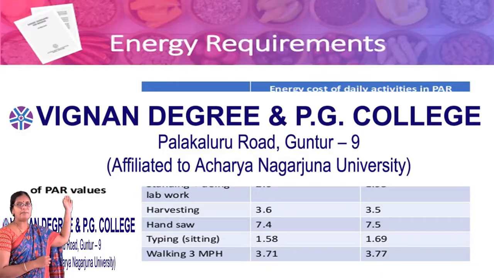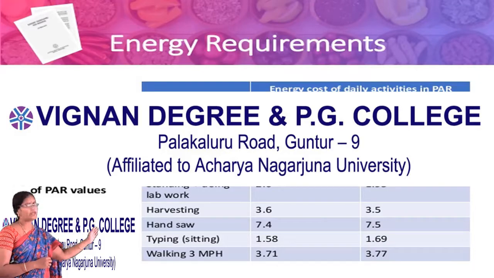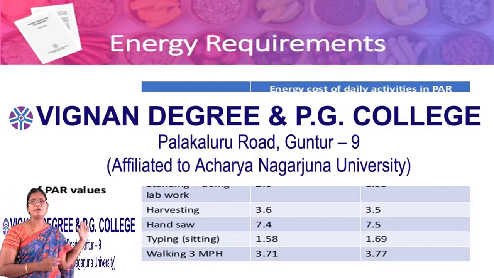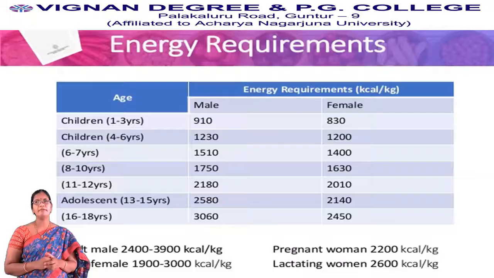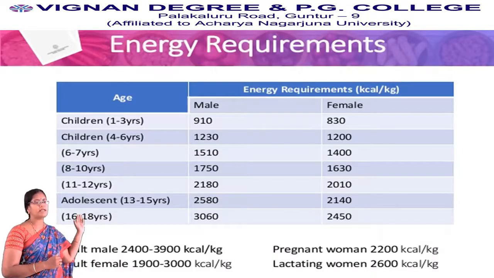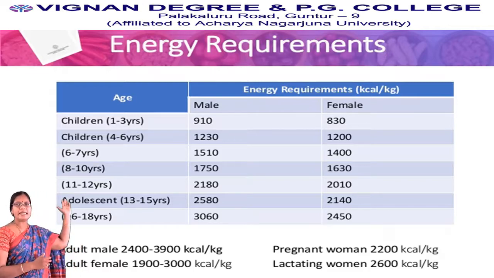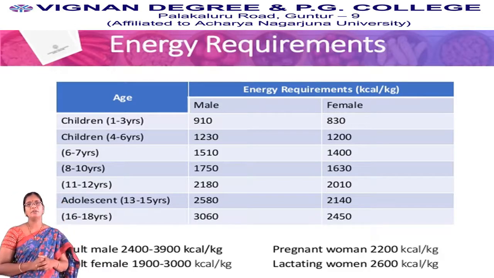So in this table we can see different activities and their requirements. By this table we can conclude that a person walking 3 miles per hour requires 3.71, which is the highest amount of energy required during the walking activity. Next, we will see the energy requirement according to age. In the previous part, we saw the energy requirements based on the activities performed by the person. Now, according to age, what is the energy required by the person?